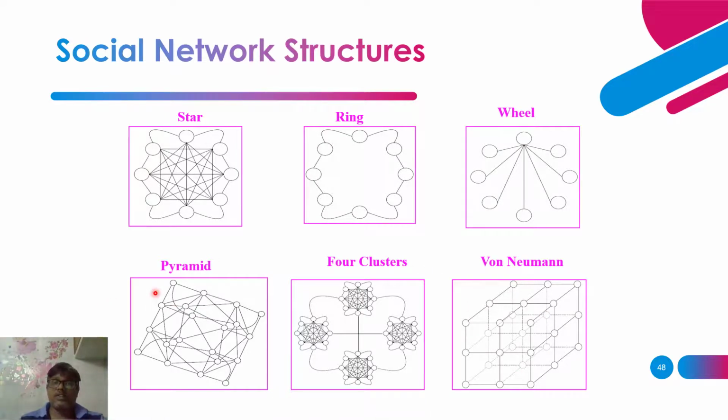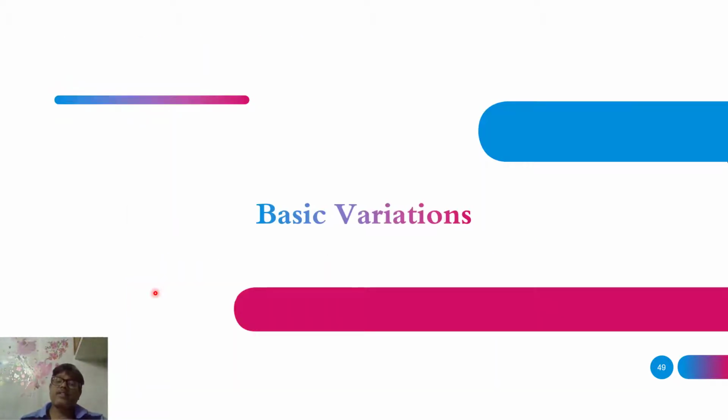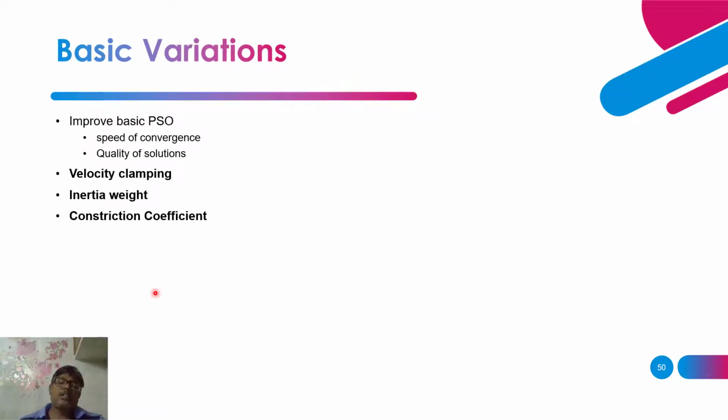Next, let us see the variants. The variations are used just to improve the basic PSO. From what point of view do we want to improve the PSO? The speed of convergence rate can be improved, and the quality of the solution can be improved. From these two points of view, you can improve the basic PSO. Velocity clamping, inertia weight, and constriction coefficient are the three different variations present. Let us see them one by one.